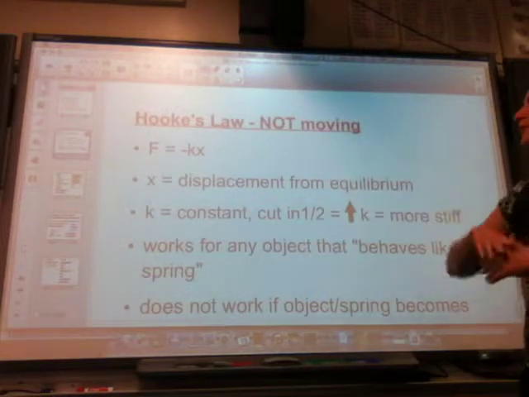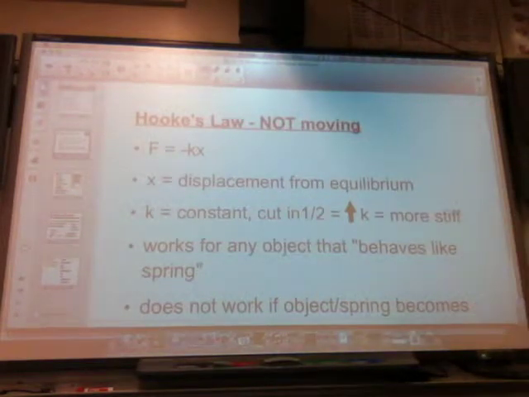x is the displacement from equilibrium. I hope you figured out now how to find that. Remember the very first activity, most of you measured it wrong with the ruler. So make sure you understand when you read the problem where it starts and where it ends.